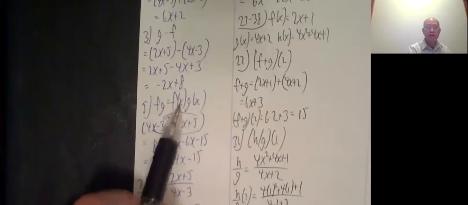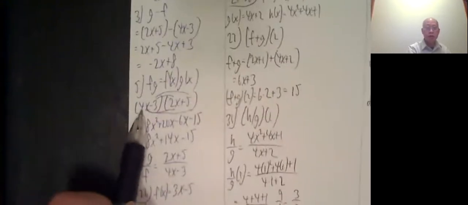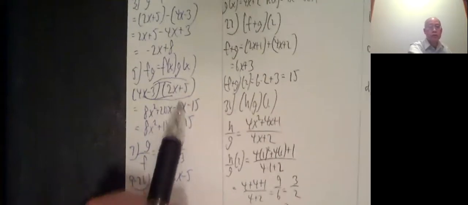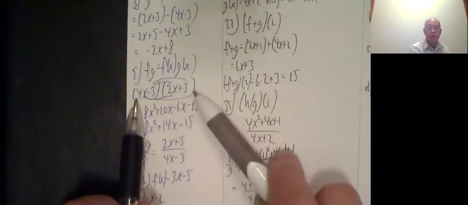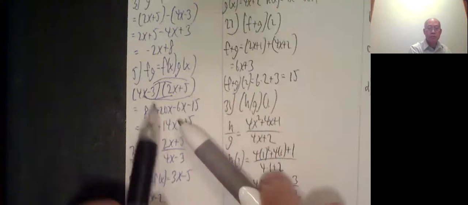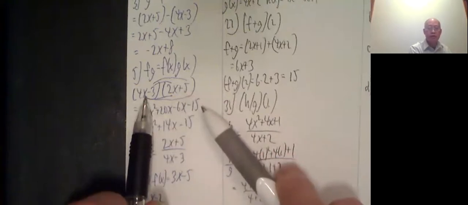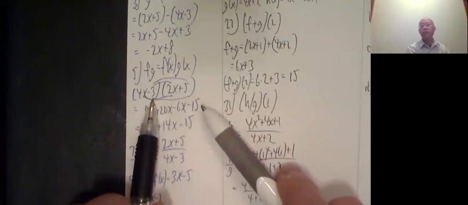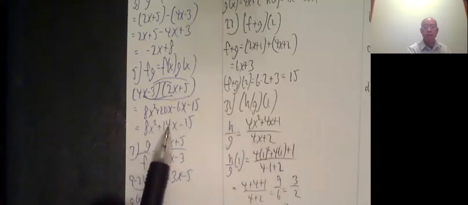fg means f times g, f of x times g of x. So I just multiply them in parentheses. So 4x minus 3 times 2x plus 5. Okay. So I distribute. 4x times 2x is 8x squared. 4x times 5 is 20x. Negative 3 times 2x is negative 6x. Negative 3 times 5 is negative 15. That's something called FOIL, F-O-I-L, which stands for first, outer, inner, last. We'll do a lot more FOIL later. But anyway, combine like terms, 8x squared plus 14x minus 15.